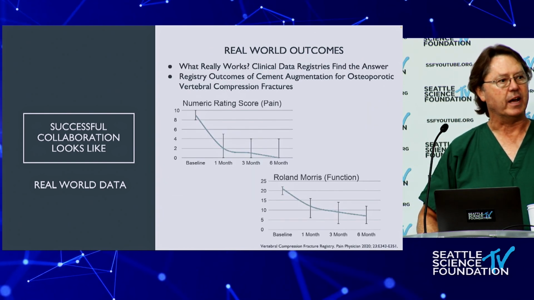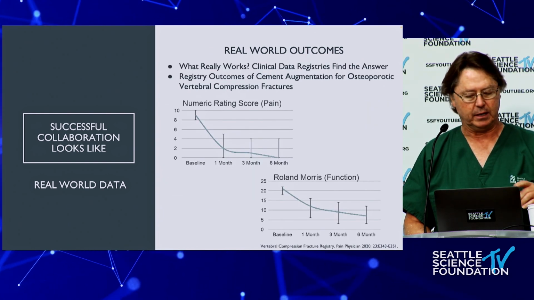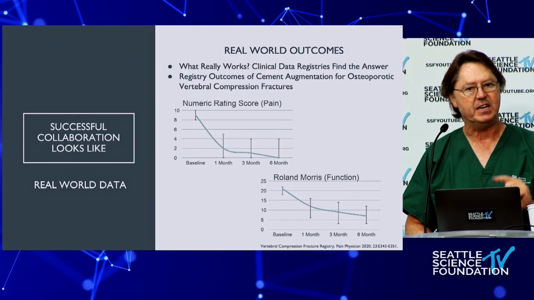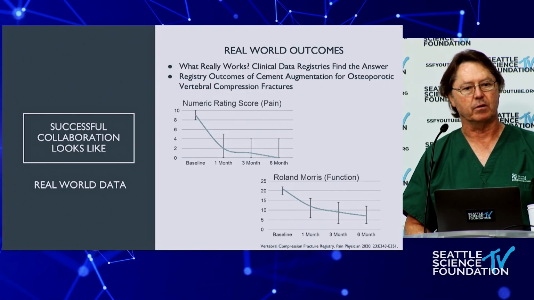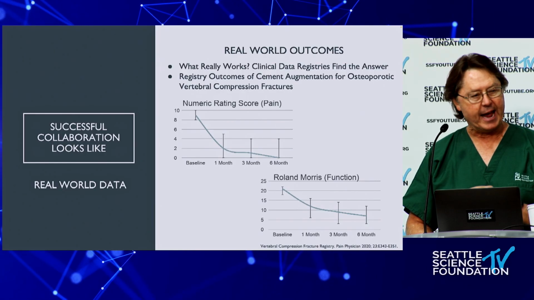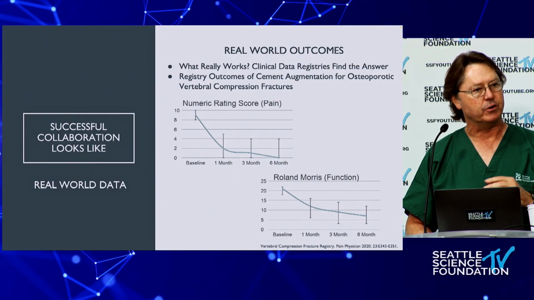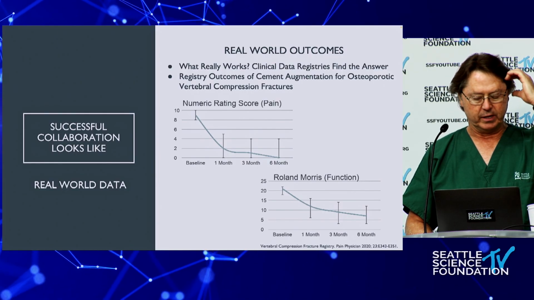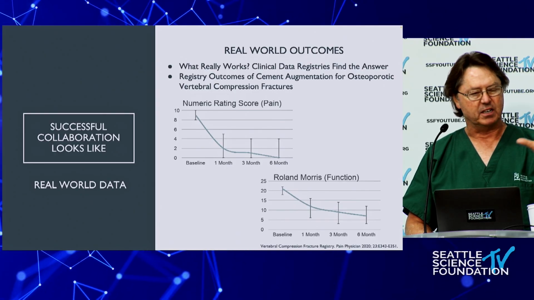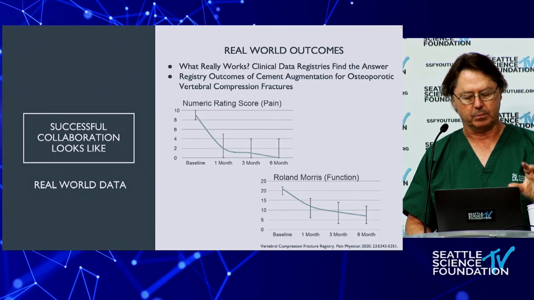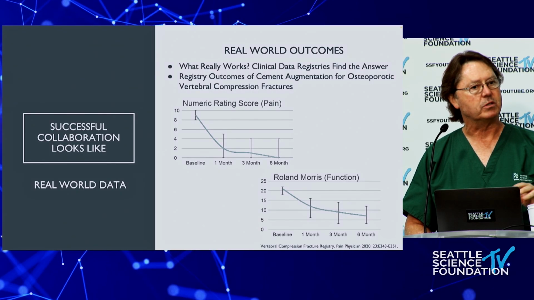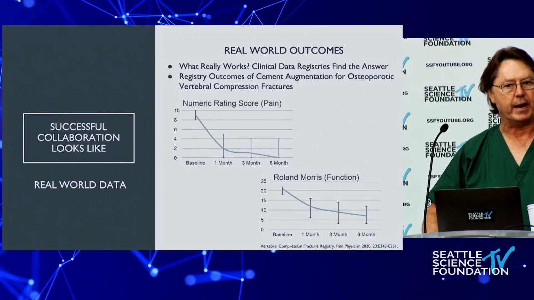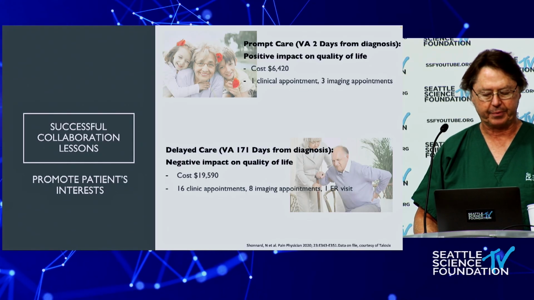This is what the data looks like coming out of the registry. As you can see, the pain relief is immediate. It's almost a sigmoidal curve at the beginning, and it's sustained. At 6 months later, you're down at a pain score of 1. And these are interquartile range numbers, the statistical dispersion numbers. And the Roland-Morris also shows dramatic improvement in function.